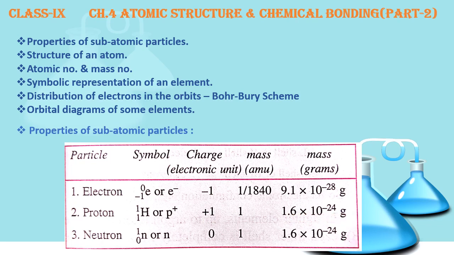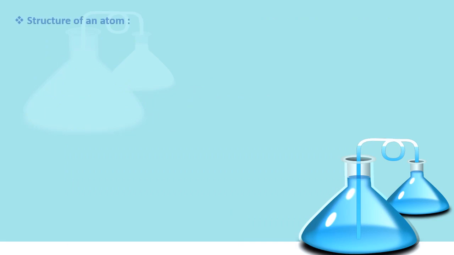And the third particle is neutron. It is represented as n, small n, 0 1, or simply small n. Here 0 is its charge, it is neutral, and 1 is its mass. Its mass is 1 atomic mass unit. In gram it is 1.67 into 10 to the power minus 24 gram. Let us move to the structure of an atom.